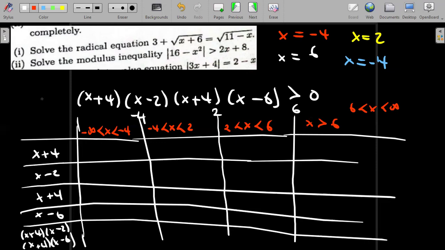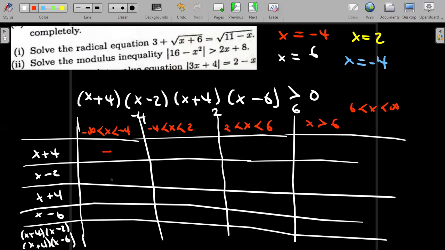Now, what you do, you start picking out a value. You pick out any value. So here you pick out any value less than negative 4, and you plug in and see what we're looking for, which is the sign. You plug in any number lower than negative 4 into here. Let's say we plug in negative 5.